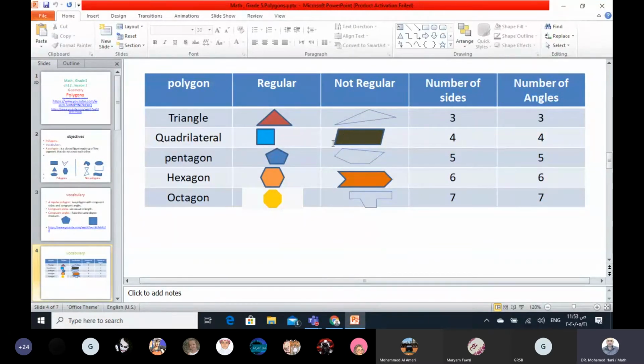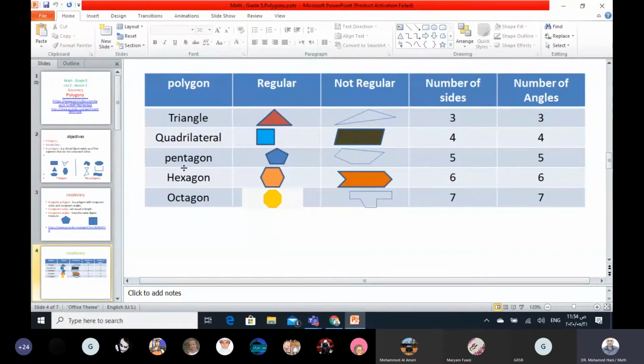Here we have a quadrilateral because this shape has 4 sides, but not regular. Not regular because this side is different than this side, and the measures of the angles inside are not equal. So this is not regular. How many sides do we have? Count 1, 2, 3, 4. So we have 4 sides. So the name will be what? Quadrilateral, because here we have 4 sides. Here 3 sides, so the name will be what? Triangle. How many angles? Also 4. Count 1, 2, 3, 4.